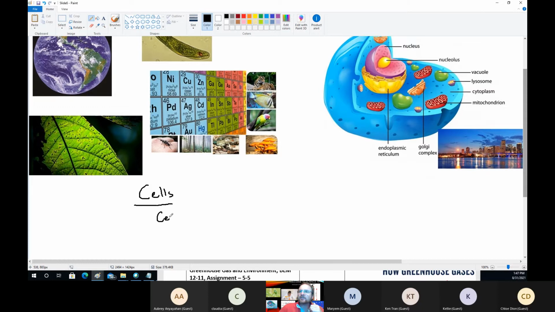Here's what cells do. Cells, blank, chemistry. I mentioned this. Write it down. Fill in that blank there. Yeah, exactly. Control it.